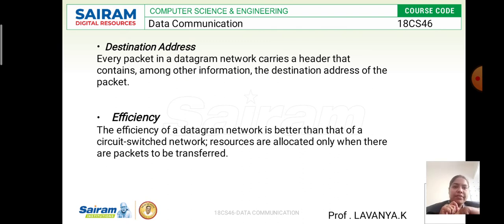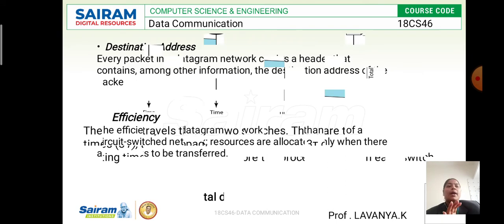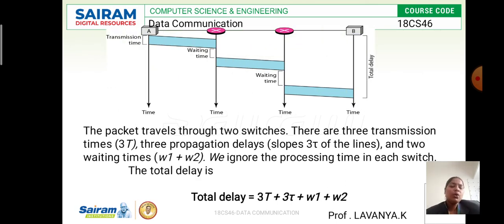And then, what is the efficiency? Efficiency is very important in the circuit switching network, because the resources are allocated only when the packet has to be transferred. So these are all the different phases which we are going to use in the packet switching network. Then look at this diagram.